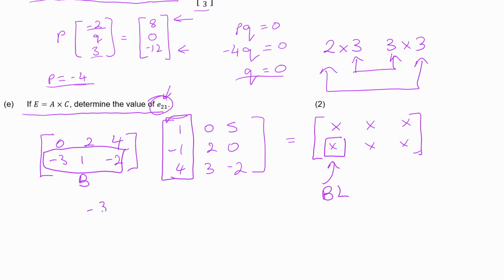Remember, we turn the negative 3, 1, negative 2 sideways, and then we have 1, negative 1, and 4. So that gives us negative 3, because we're multiplying all of these, negative 1, and negative 8. And then we need to add those up, which gives us negative 12. So the value there, which is E21, is going to be negative 12.